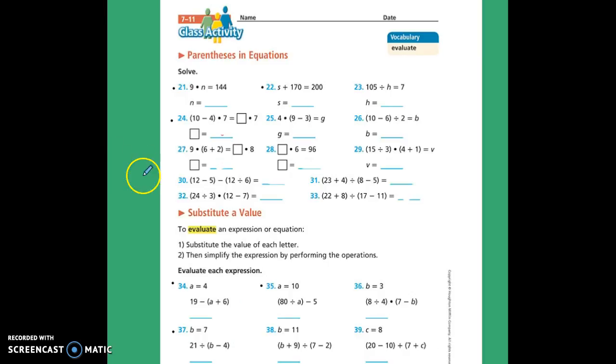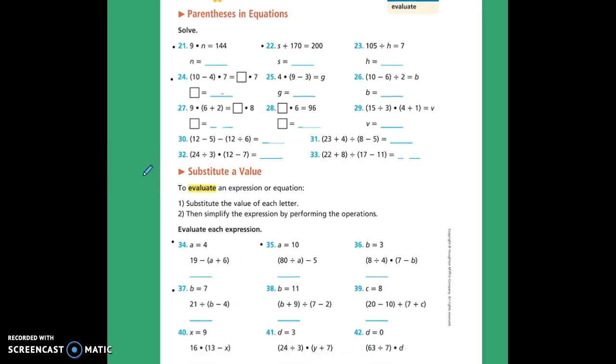All right. Now, in these ones, we're going to just continue to practice. It's kind of more of a mixed practice. So let's do a couple here.